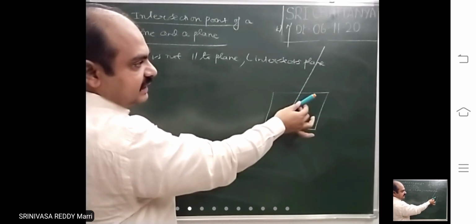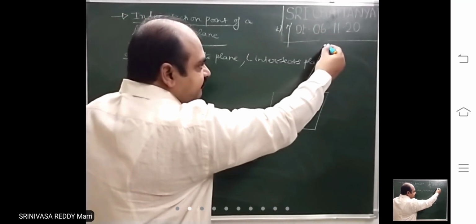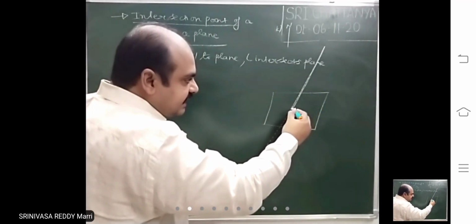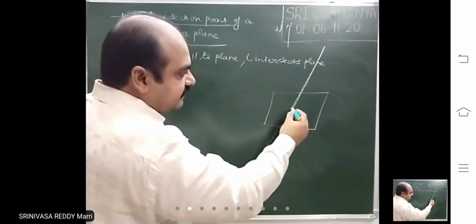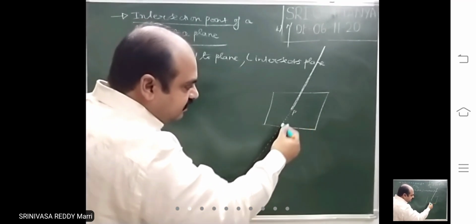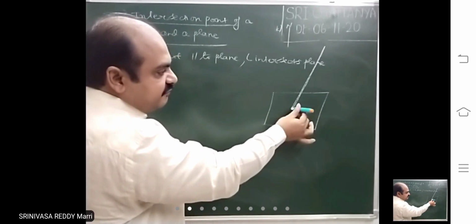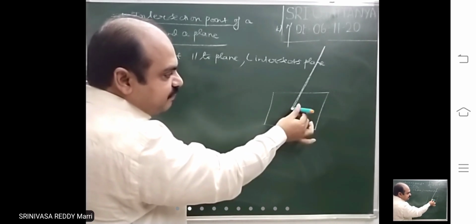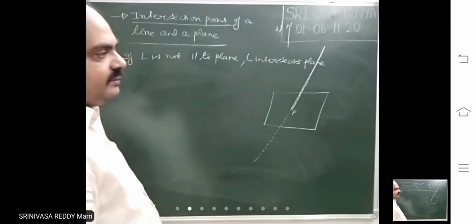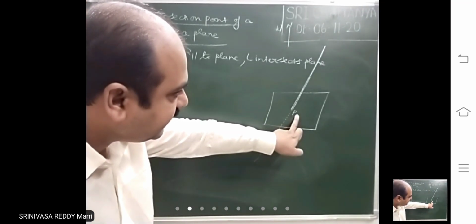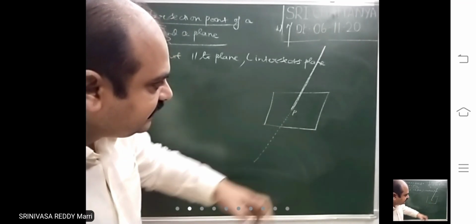This plane is there, and this infinite line is there. The line is inclined, and it intersects the plane at P and goes to that side. That means part of the line is toward your face, it intersects the plane, and then goes to the other side of the board. So this is called the intersection point of the line and the plane.